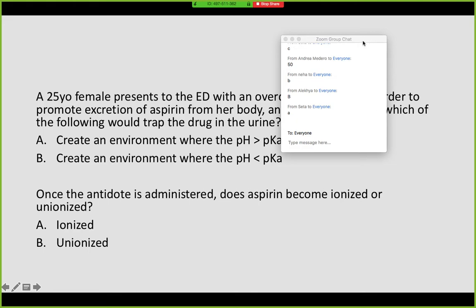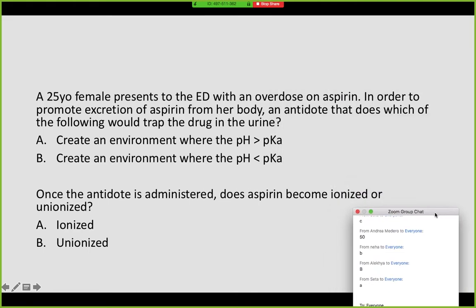Okay. First practice question. A 25-year-old patient presents to the emergency department with an overdose on aspirin. In order to promote excretion of aspirin from her body, an antidote that does which of the following would trap the drug in the urine? So what would you want to do to the urine in order to trap aspirin?